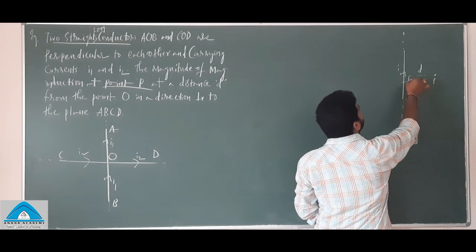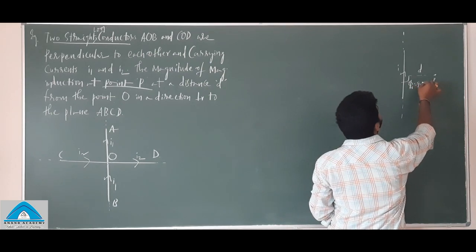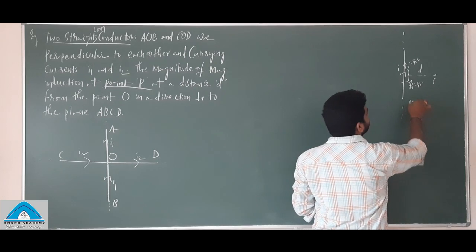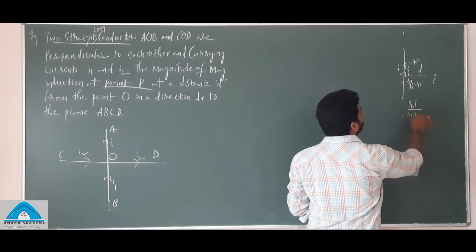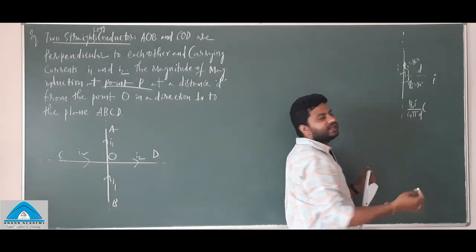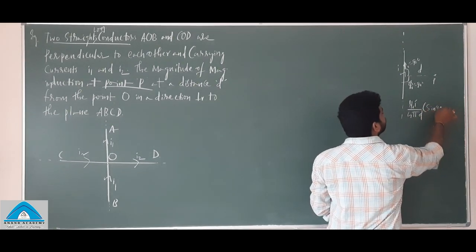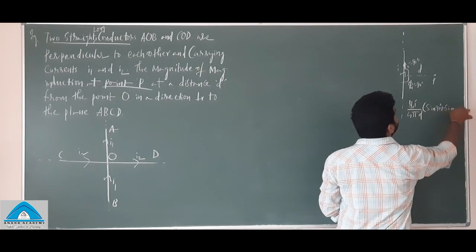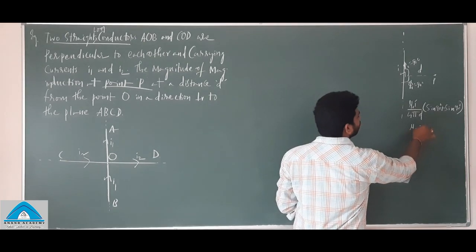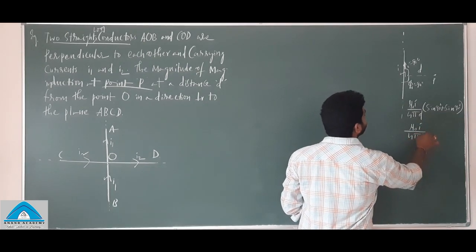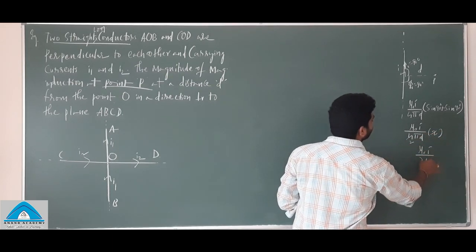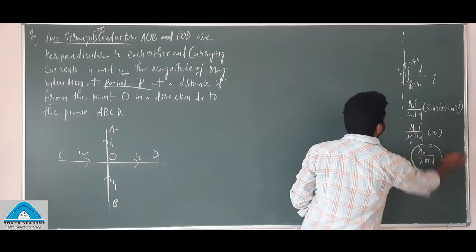Because phi 1 and phi 2 both are 90 degrees here, what is that? Mu naught I by 4 pi into D, into sin 90 plus sin 90. So better I am writing here so that you can recollect. The formula is mu naught I by 2 pi d. So that is the direct formula.